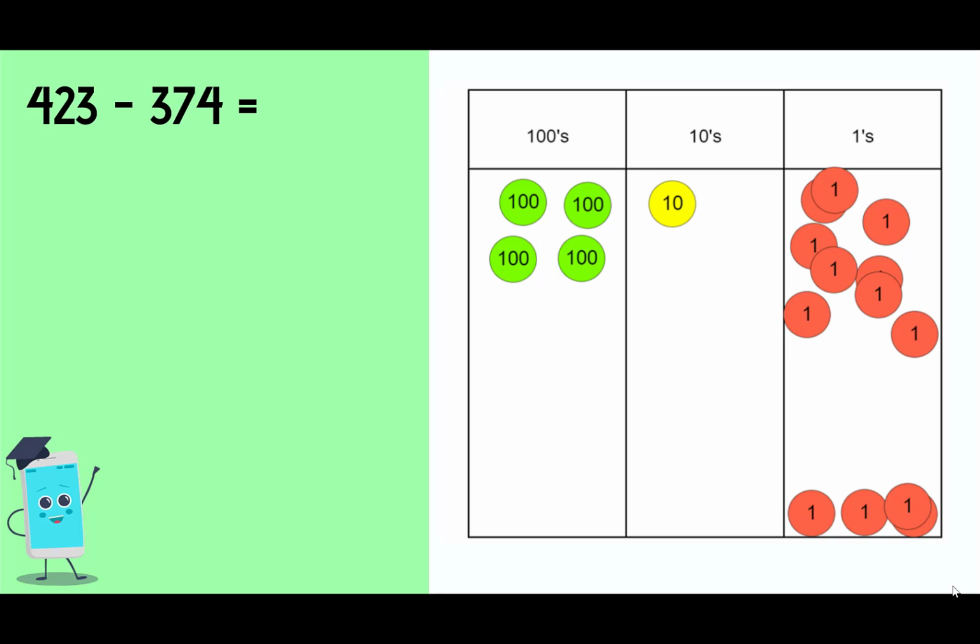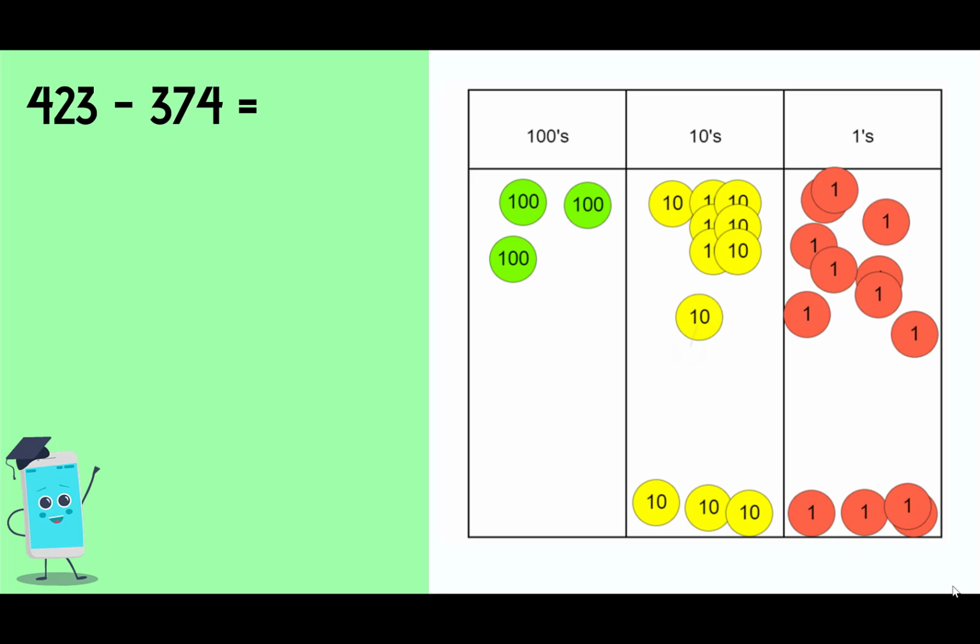Now I need to take 7 tens away from my tens column, and I can see I only have 1 ten. I don't have enough to take 7 tens away. So I'm going to borrow 1 hundred, and I'm going to change my hundreds counter for 10 tens counters. And now I have enough to take my 7 tens away.